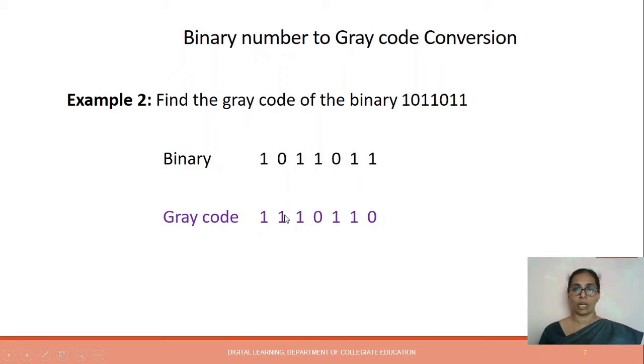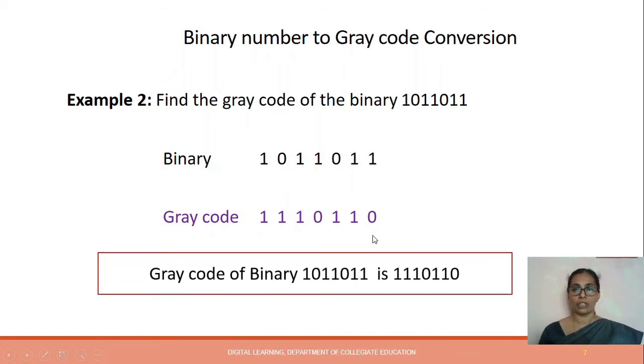The most significant bit is the same, and add the adjacent pair of bits to get the next gray code bit. 1 plus 0, 1. Next 0 plus 1, 1. Next is 1 plus 1, 10. Discard the carry, so 0. Next is 1 plus 0 is 1. Next is 0 plus 1 is 1. Next is 1 plus 1, 0 with a carry 1. So discard the carry. So the gray code equivalent of the binary 1011011 is 1110110. It is so simple.